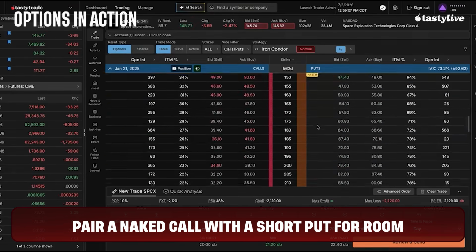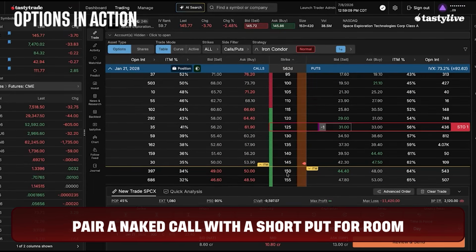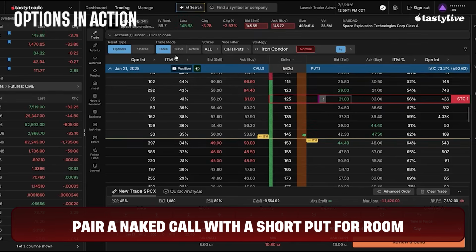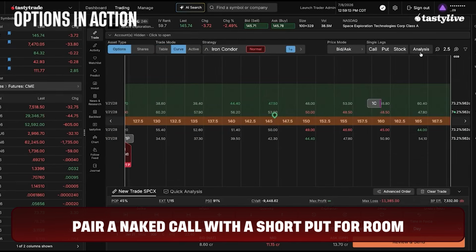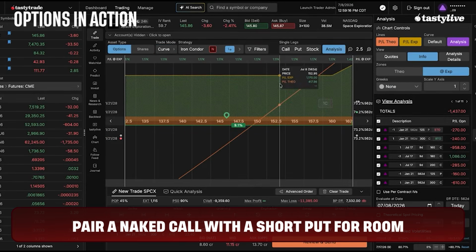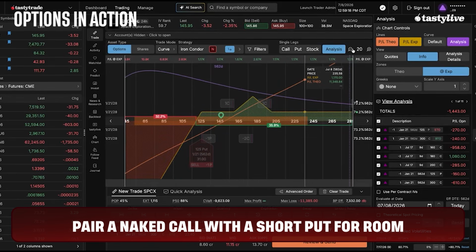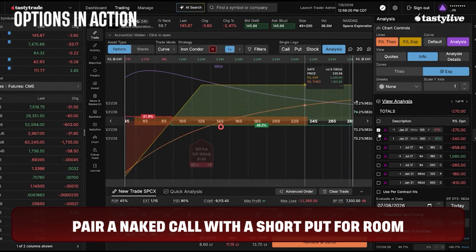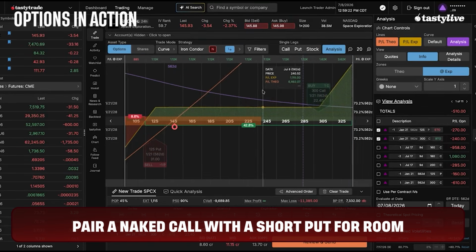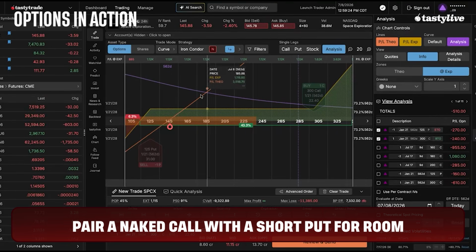So now I have this neutral range of profitability where I've collected the credit, and if we look at this from an analysis standpoint, you can see at expiration, I've got plenty of upside wiggle room here if we isolate this trade. Plenty of upside room if we get that big rally, but in the middle here, I'm still going to keep the credit received.